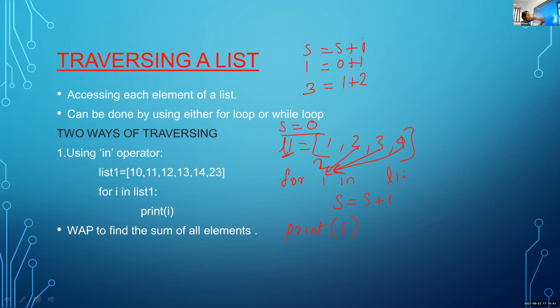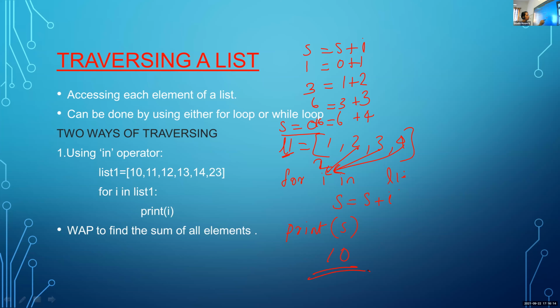Then next iteration, I value is 3. What about S value? The new S value is 3. So 3 plus 3, it is 6. The next iteration time, I value is 4. What is S value? It is 6. So 6 plus 4, it is 10. There is no more value. So the final result that is in S, it is 10. So if you print S, it will print 10.